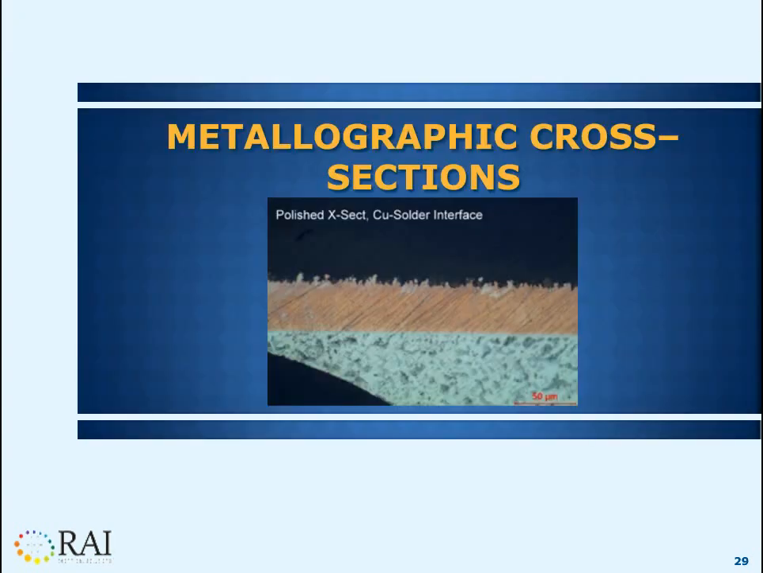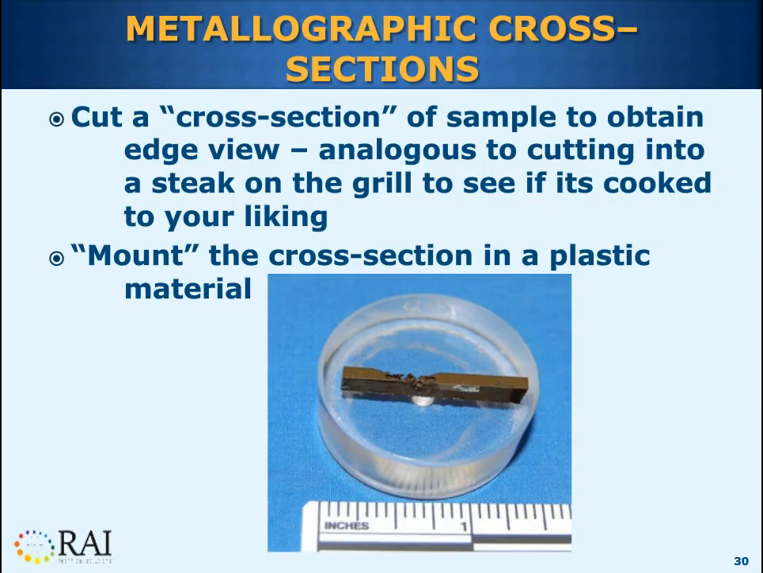I'll now talk about metallographic cross-sections. I prepare a metallographic cross-section by cutting a cross-section of a sample to obtain an edge view. This is analogous to cutting a steak on a grill to see if it's cooked to your liking.